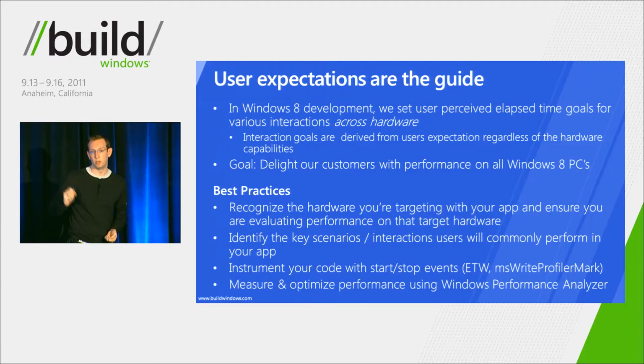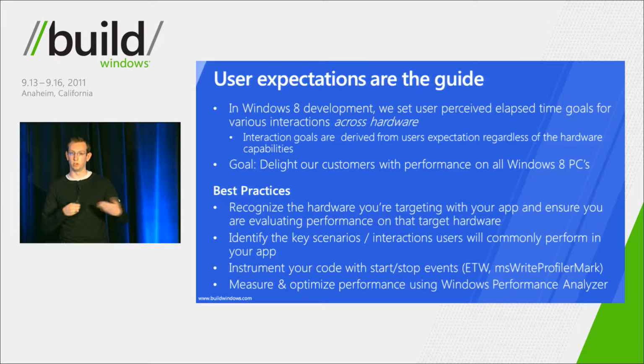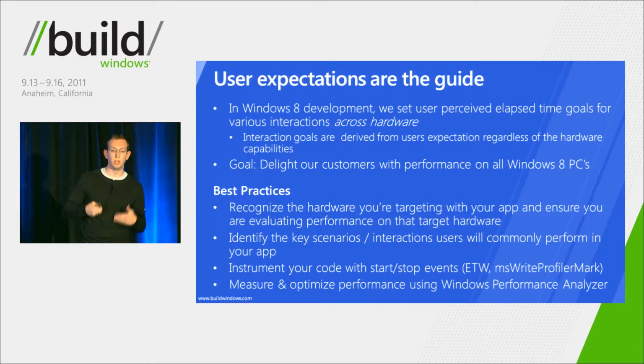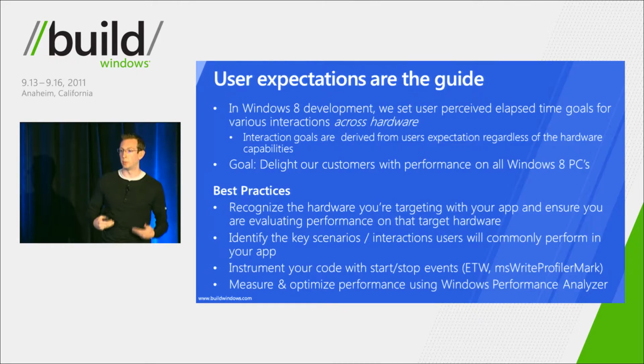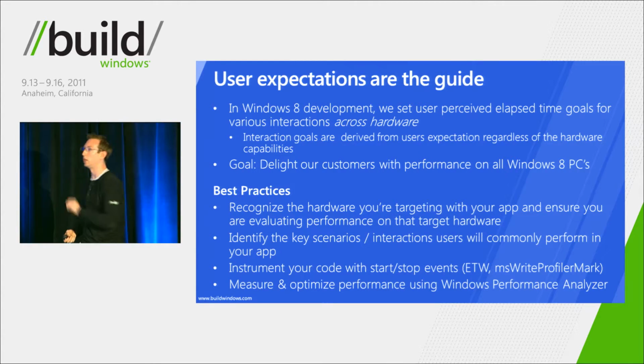You can use ETW, event tracing for Windows, for your C++ and C# apps. Or you can use MSWriteProfile or MSMark for your Metro-style apps that use JavaScript. Once you've instrumented, measure, look at the elapsed times, look at what's causing the code to take a while in between those if it's not meeting the user expectation goals, and optimize performance. And the Windows Performance Analyzer, which we don't cover here but is covered in separate talks, is our main tool for looking at what's consuming a lot of resources and what can be optimized within those. So I encourage you to take that talk on Windows Performance Analyzer. I believe it's happening later in this week.